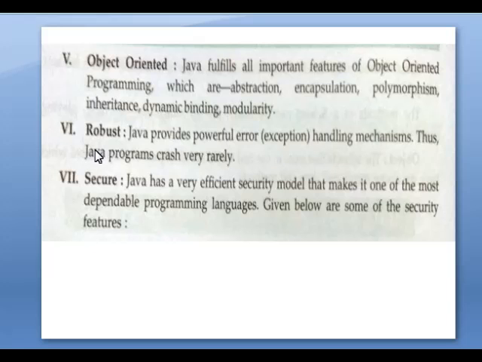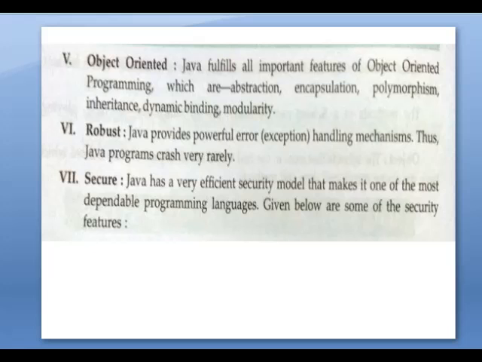Then next one is robust. That is, Java provides powerful error, that is exception. Exception means error. Powerful error handling mechanisms. Thus Java programs crash very rarely. Next one is secure. Java has a very efficient security model that makes it one of the most dependable programming languages. Given below are some of the security features.